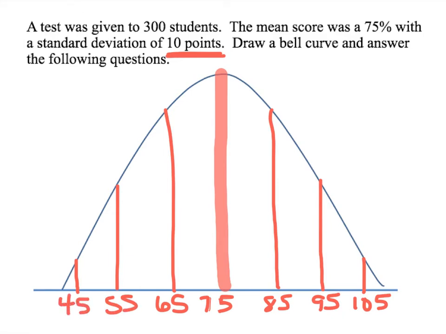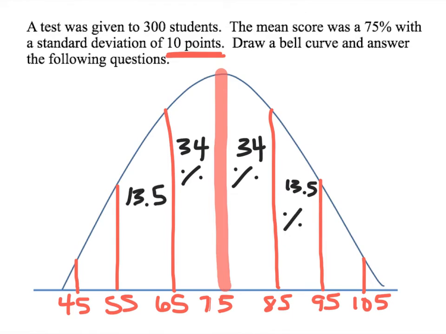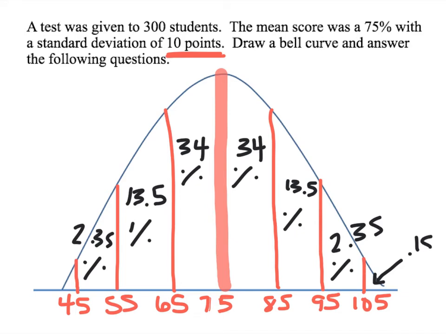When you draw a bell curve and you put in your percentages, these are 34. That's always true. And then 13.5, 13.5, 2.35, 2.35, and this itty bitty gap here is 0.15. That would be filling in the bell curve, and those are always the percentages. The only thing that we changed in this example were the numbers at the bottom. Those were the test scores, 45 through 105.